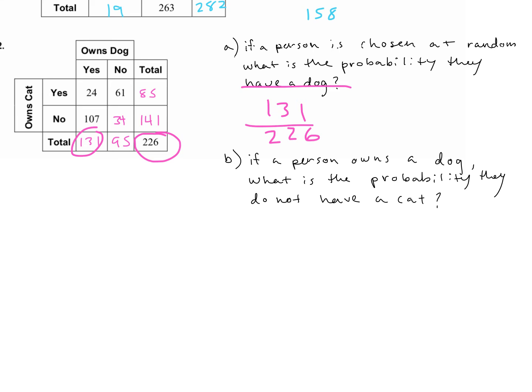B, if a person owns a dog, what is the probability they do not have a cat? So if a person owns a dog is going to go on the bottom. So yes, they own a dog, 131. What is the probability they do not have a cat? Out of the 131 people, 107 do not have a cat. So 107 out of 131.